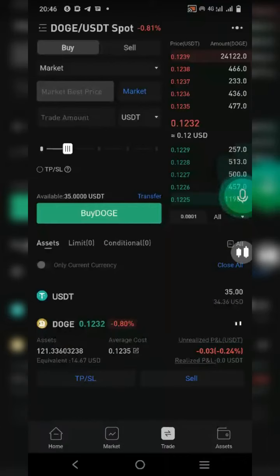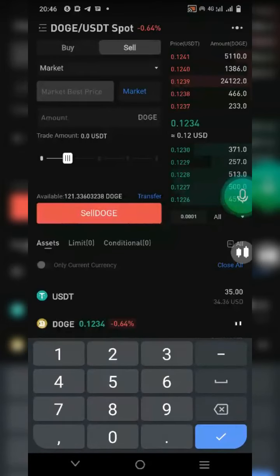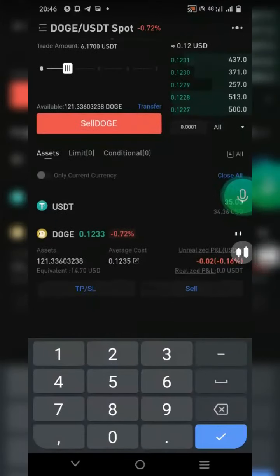If I decide to sell now, my unrealized percentage will change, and my realized P&L is going to be minus 0.03 because I decided to close the trade at a 0.02 USDT loss. I can also decide how much I'm going to sell. I have 121 Dogecoin. I can choose how many I want to sell. I can still keep it at market order, and I want to sell, let me say, 50 Dogecoin. That will give me 6 USDT. So all that data will come out here when I trade.